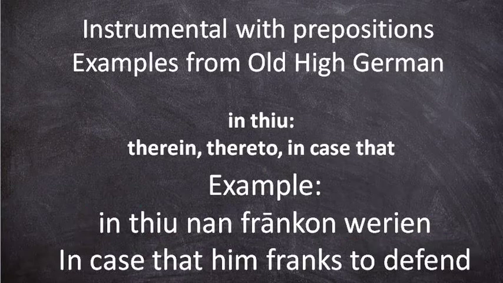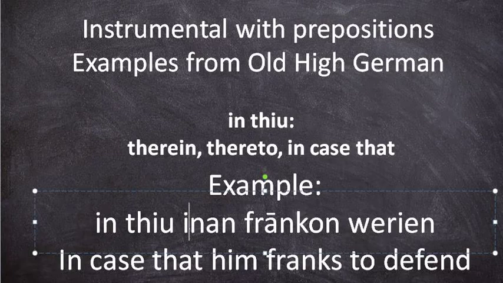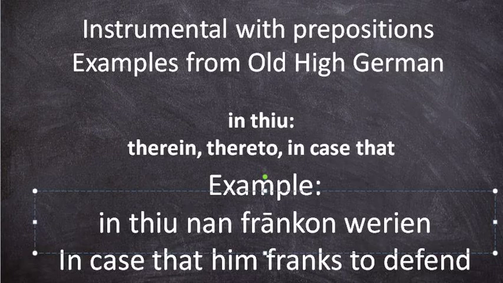Here's another example with "in view." So we have here "in view non Frankon werien." So what's going on here? We have "non" here. I don't want to say spelling error, for lack of a better term, but people writing back then, as people do today, make mistakes or leave out words. So this is really "nan," but in the text itself, it's "nan." It's the accusative masculine singular, meaning him, right?